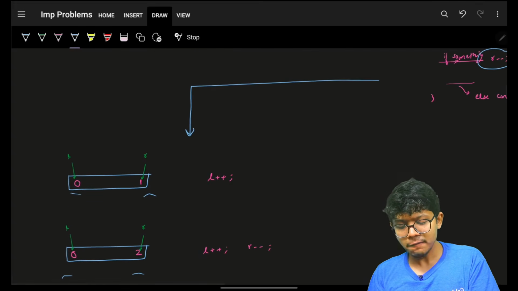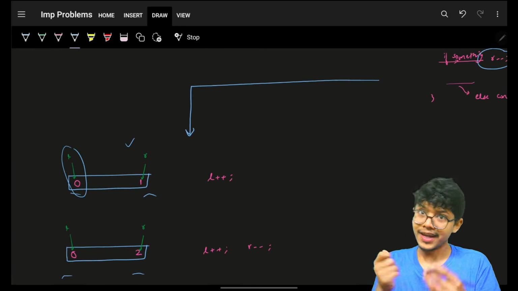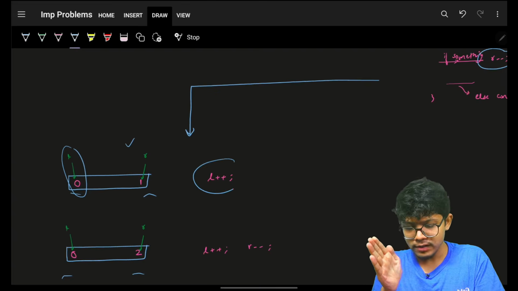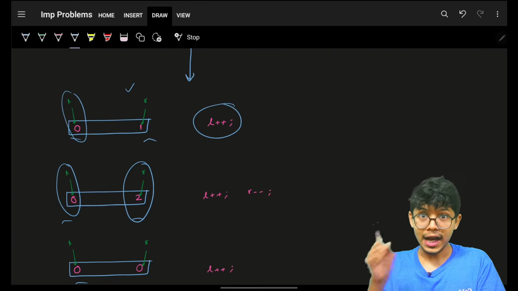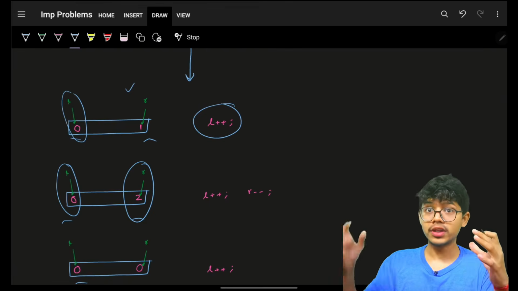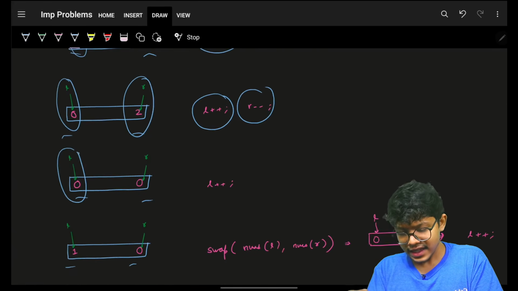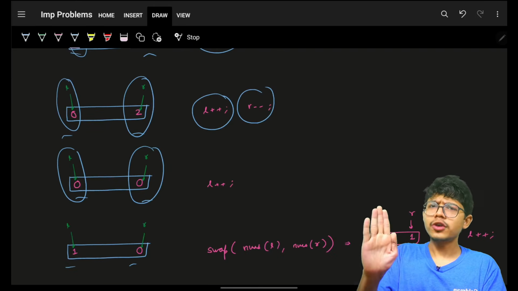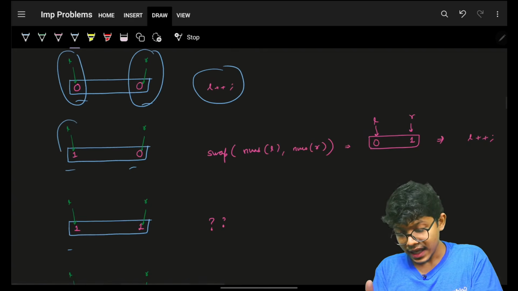So if I have my L and R, for sure, I know one thing: if L is 0, I want it on the left, it should be 0. So I will move my L. Okay, let's try something else. If my L is 0 and R is 2, I want 2 on the right end and 0 on the left end. Move both L and R. Okay, L is 0, R is 0. One thing is for sure: L is 0, which is correct. So only move L. Okay, only move L. L is 1, R is 0.